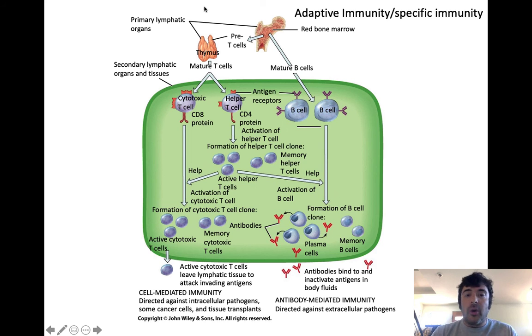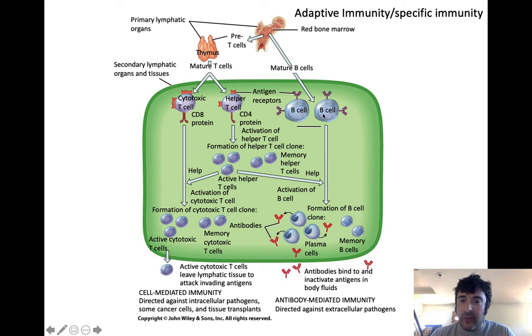So when you are looking at this particular image right here, you have your red bone marrow. Your red bone marrow is responsible for making red blood cells, white blood cells, and platelets. Specific to adaptive or specific immunity, right? The red bone marrow makes lymphocytes. Now, B lymphocytes migrate directly to the tissues where they're going to work.